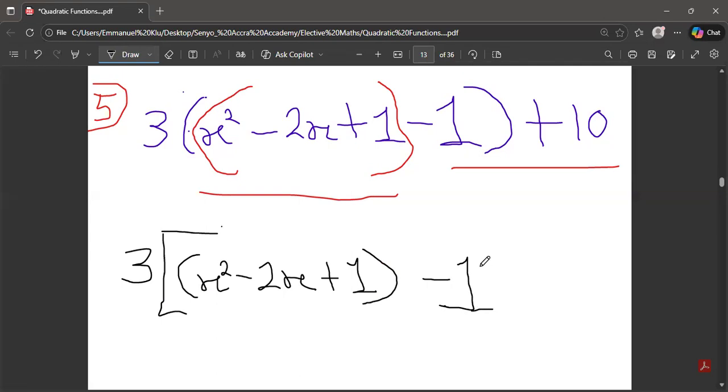Now I can bring my negative 1. Then what am I going to do next? I'm going to close this with a big curly bracket. Then I can bring my plus 10. Do you agree with me?